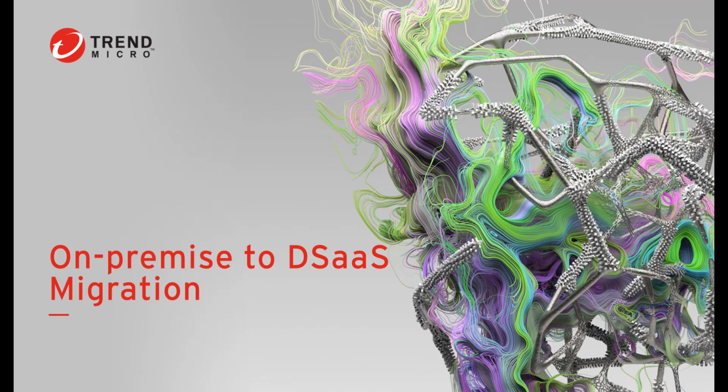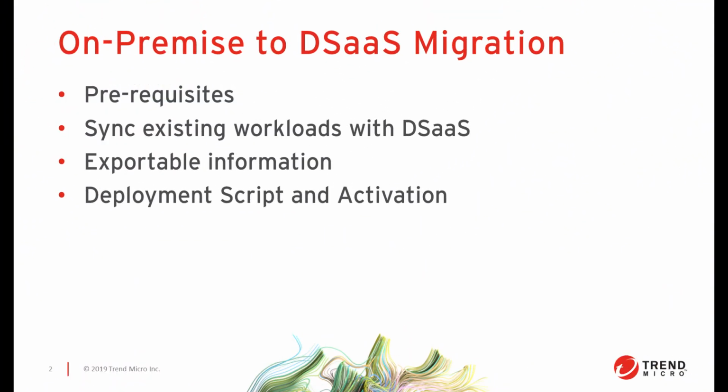The purpose of this video is to provide customers with information and tips about migrating from an on-premise deployment to our Deep Security as a Service product. The concepts covered here can also be applied to moving to other cloud-based deployments, but we will specifically be covering the DSaaS product. We'll go over a few prerequisites, syncing existing workloads with DSaaS, some of the exportable information from your on-premise Deep Security Manager, and the differences in the deployment script and activation.